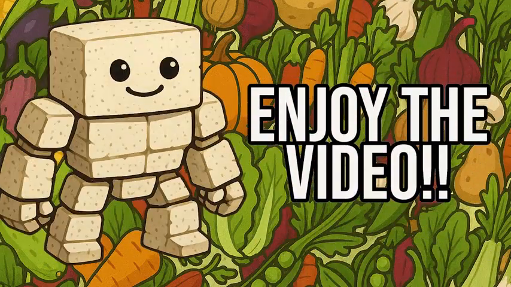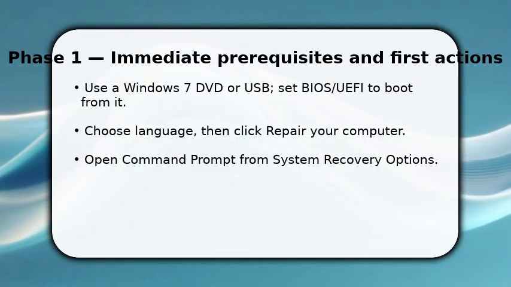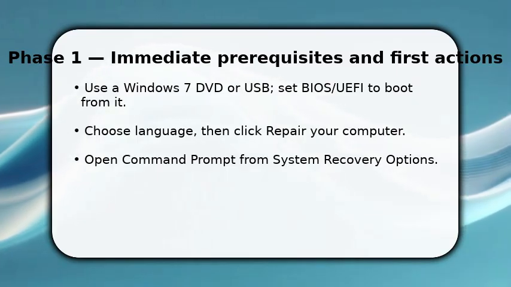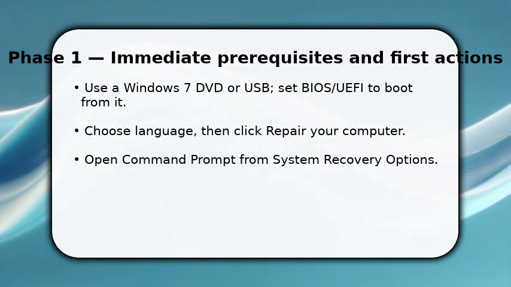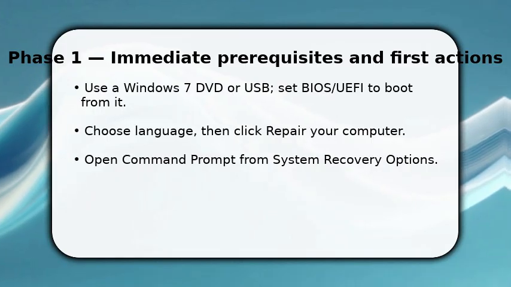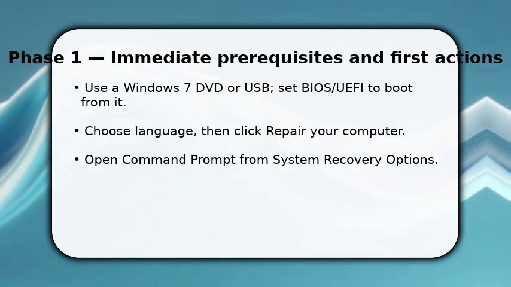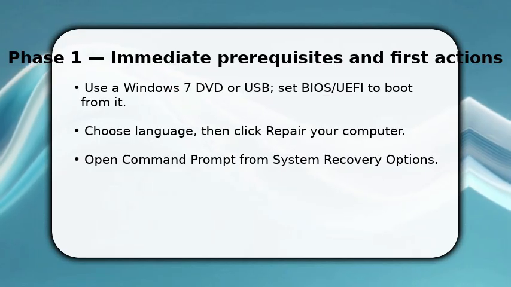Please enjoy the video. You will boot into the Windows 7 recovery environment to work from a safe shell. Insert the DVD or USB, reboot, and press the key to open boot options. Once done, pick your media and load Windows Setup.